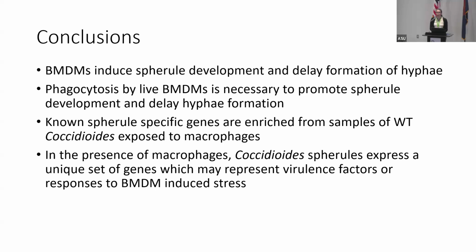So to conclude, I've shown you that bone marrow macrophages induce spherule development and delay formation of hyphae, and that phagocytosis by live macrophages is truly necessary for them to promote spherule development and delay hyphal formation. We're able to tighten up a group of spherule-specific genes that we see in both our samples and in our in vitro samples. And in the presence of macrophages, we can see that cocci spherules are expressing a unique set of genes that likely represent virulence factors or responses to macrophage-induced stress.